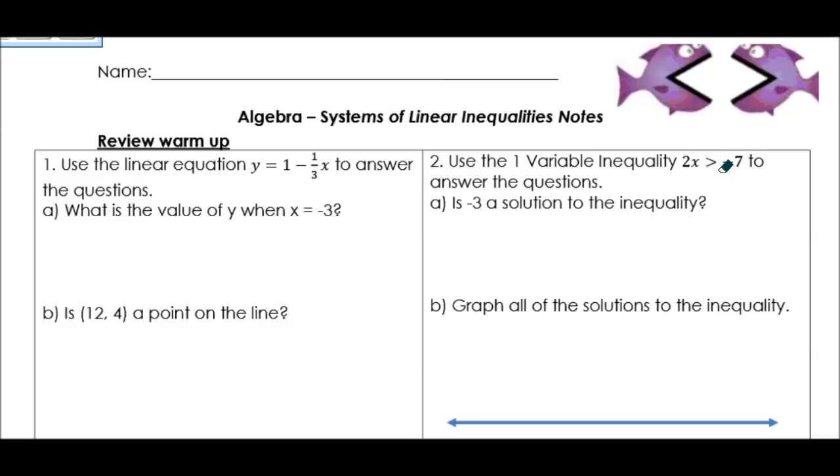Before we get into that, let's just review what a linear equation looks like and what an inequality looks like. So we're going to use this linear equation, y equals 1 minus 1/3 x, to answer those two questions. The first one is, what is the value of y when x is negative 3? So we're really just going to plug in negative 3 for the x value and solve for the y value.